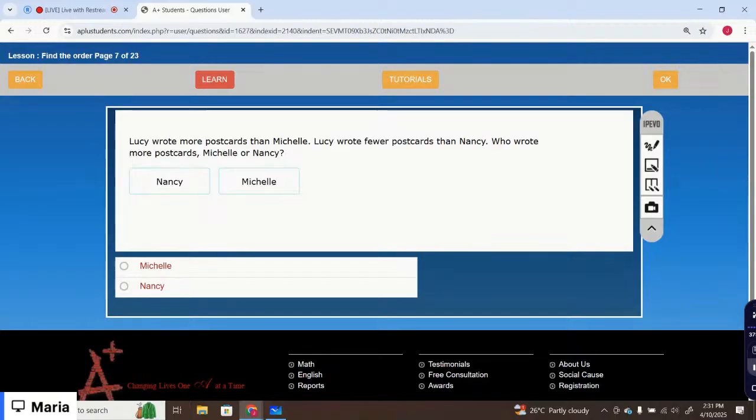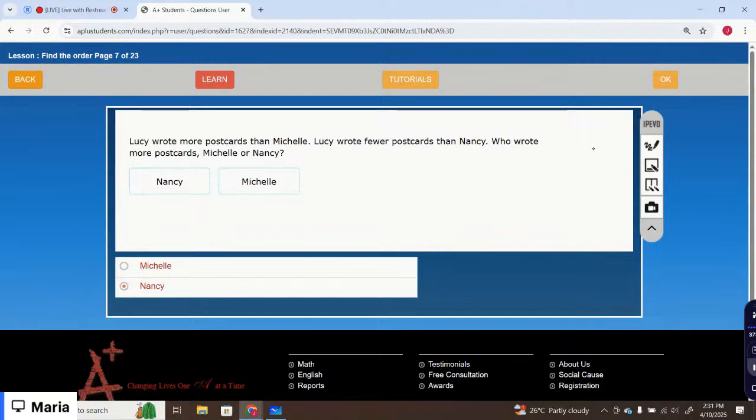Lucy wrote more postcards than Mitchell. Lucy wrote fewer postcards than Nancy. Who wrote the most postcards, Mitchell or Nancy? Which is the correct option? Okay, Nancy is the correct option.